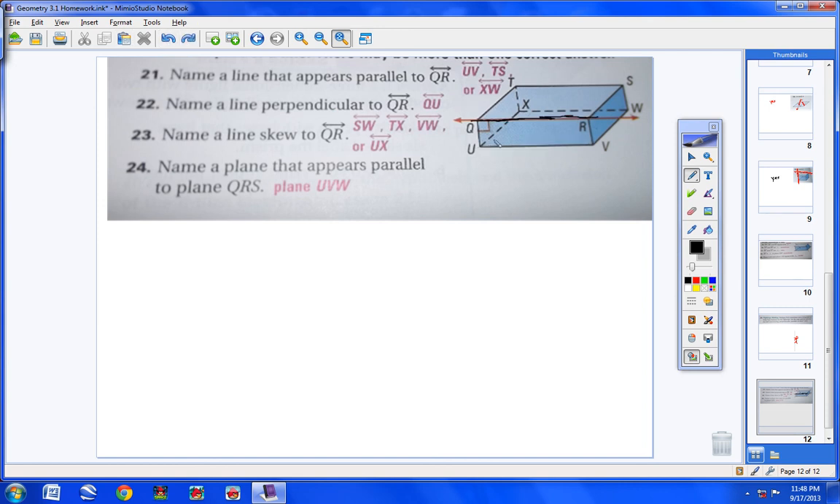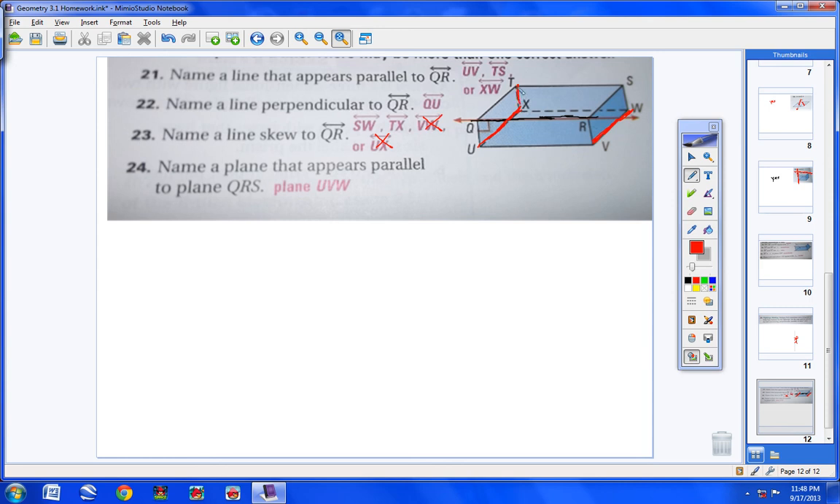Okay? So here we go. UX, guys, will never intersect QR. It's below it. And they're not in the same plane. So they're skew. So UX, I'll cross that off. VW right here. Look, it's below it. It's below the line. It's not going to intersect, and they're in different planes.